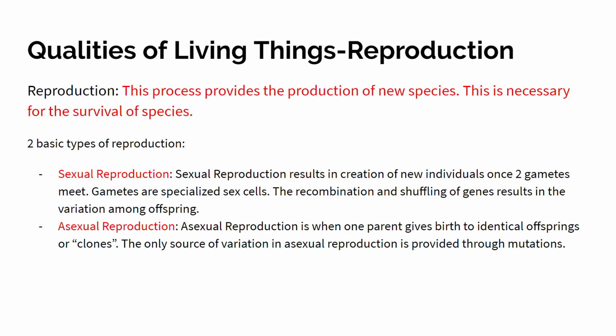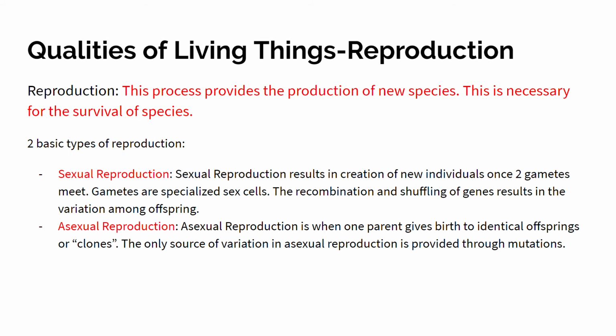Qualities of living things, reproduction. Reproduction is the process which provides the production of new individuals. This is necessary for the survival of species. There are 2 basic types, sexual and asexual. Sexual reproduction results in the creation of new individuals once 2 gametes meet. Gametes are specialized sex cells, and this is the recombination. There's variation due to the recombination and shuffling of genes, and this variation is essential among offspring.